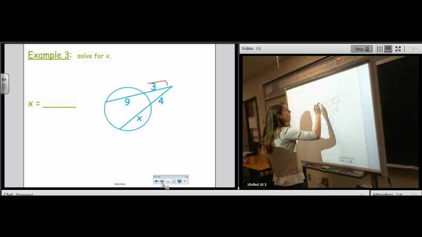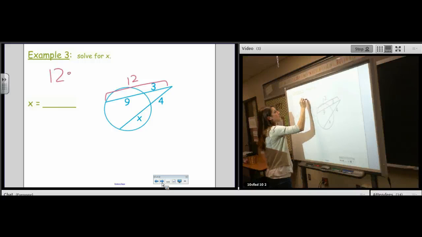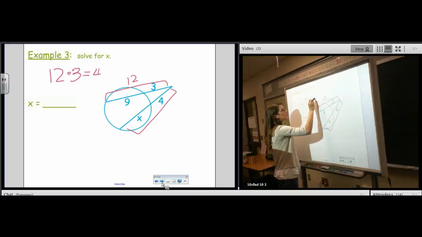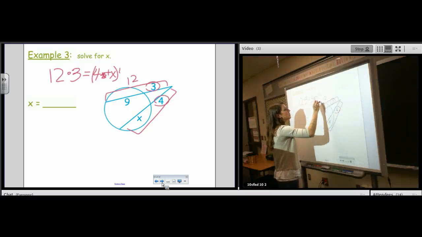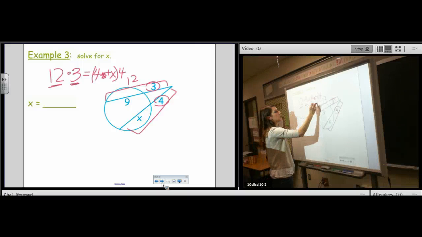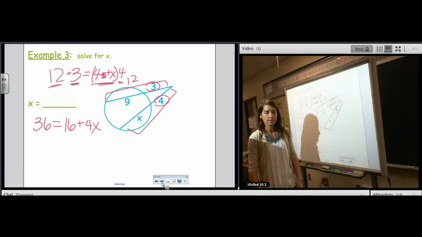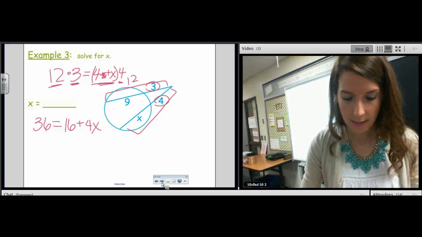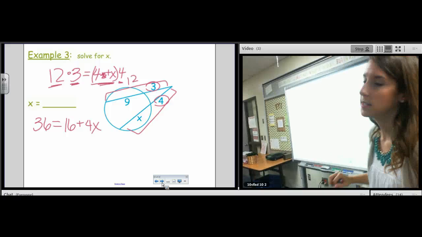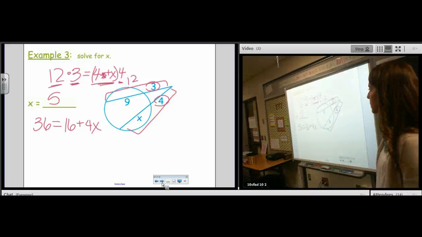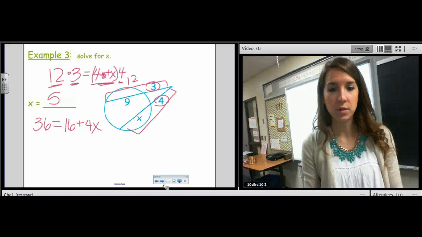So you need to find the whole, 12. Whole times external equals whole, oops, I meant to put plus, times external. So 36 equals 16 plus 4x. 36 minus 16 divided by 4, and so we solve for x and we get 5. And you can always plug it back in to make sure it works.